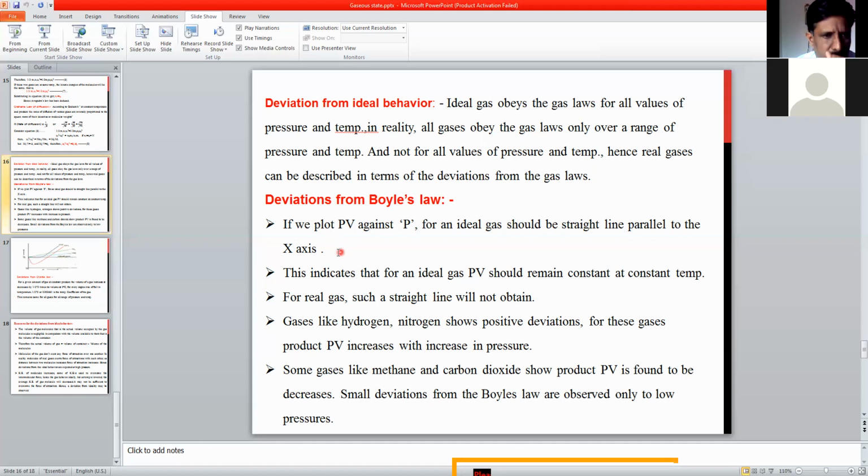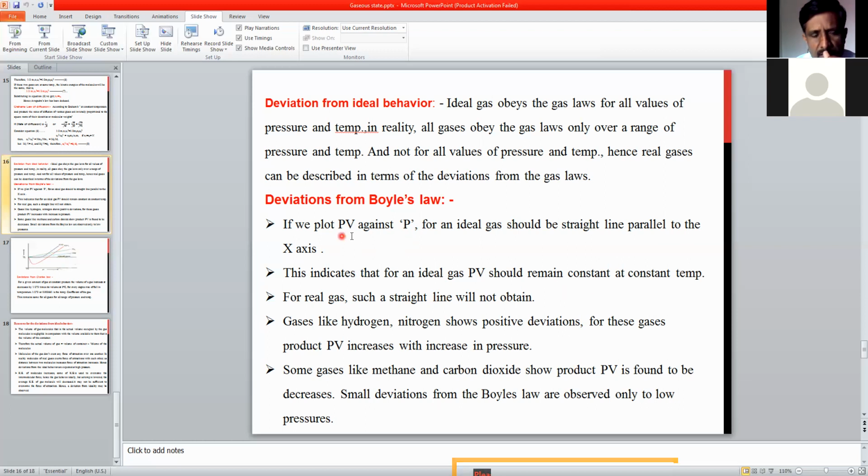If you plot, friends, the graph of the product of pressure and volume against P, meaning PV on the y-axis and P on the x-axis, a straight line parallel to the x-axis will be obtained. This will be for the ideal gas. Such gases are called ideal gases. This indicates that for an ideal gas, PV remains constant at constant temperature.